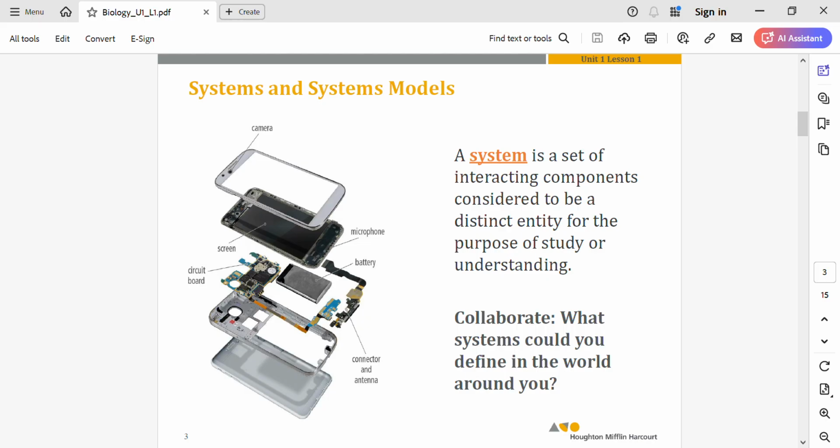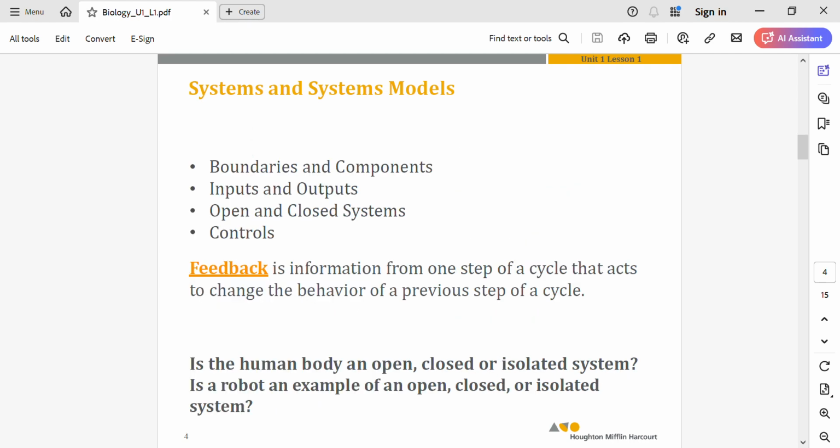If you look at this mobile, it is a complex system. It consists of different interacting parts that work together to carry out the functions of this system. Further, a system consists of different parts like boundaries, components, inputs and outputs. Systems can be open systems, closed systems, or isolated systems, and there are controls also that control the systems.